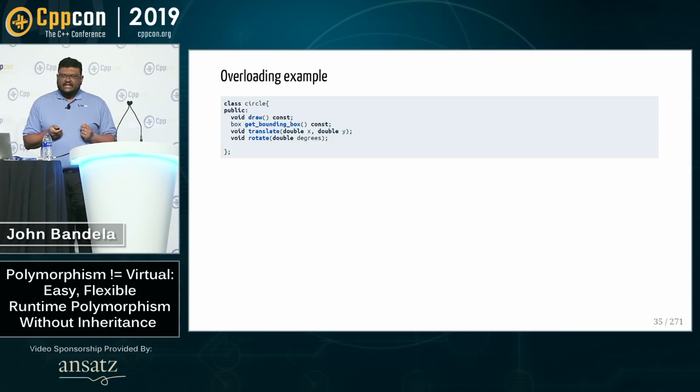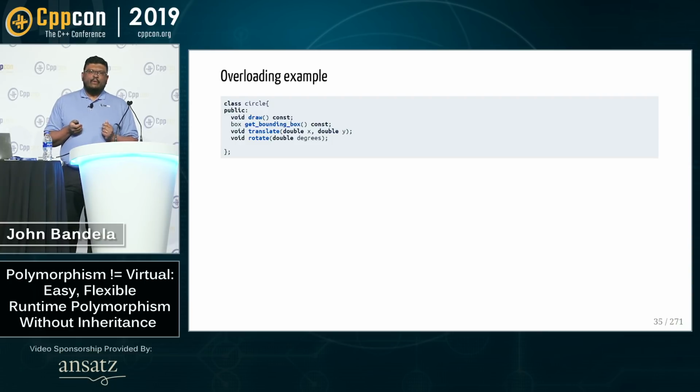All right. So let's consider this. We have a class Circle, and we've got four member functions: draw, getBoundingBox that returns a box, translate, and rotate.